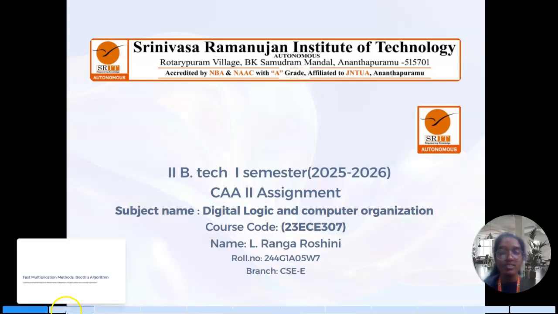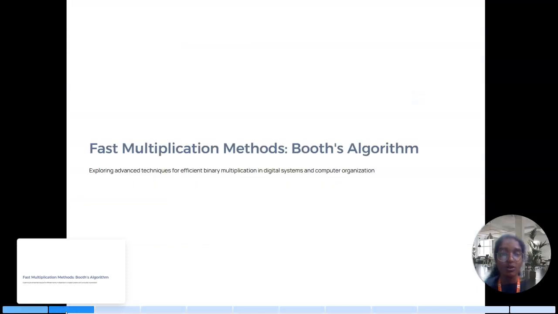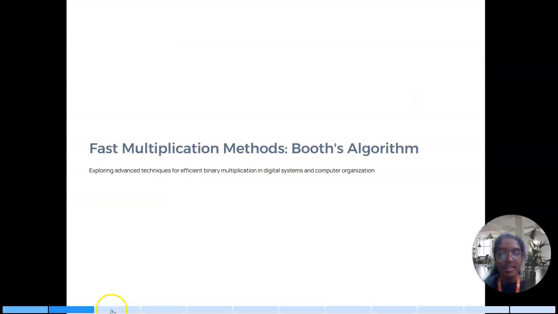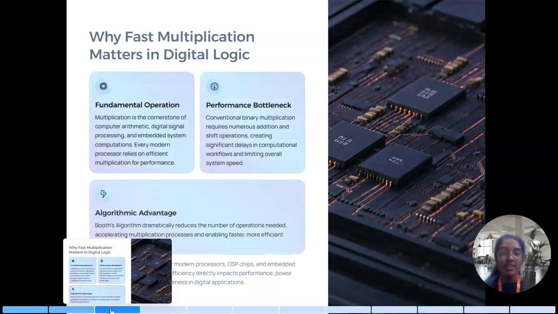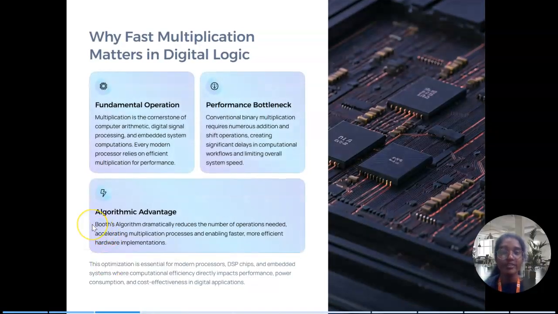Today, I am going to present a video presentation on fast multiplication methods by using Booth's algorithm. Everyone gets a doubt: why does fast multiplication matter in digital logic systems? Because there are so many things: fundamental operations, performance bottleneck, algorithms, and advantages.